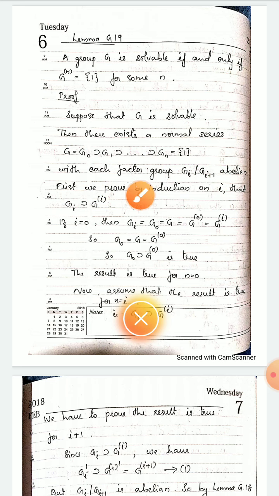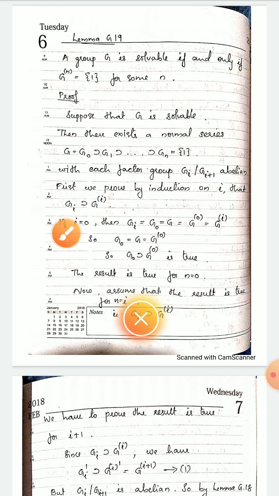We get a normal series like this, and the corresponding factor groups are abelian. This is the definition of solvability. Here first we prove by induction on i that Gi is a superset of G raised to i. G raised to i means the commutator subgroup. So first we prove Gi is a superset of G raised to i. For that, we prove by induction.